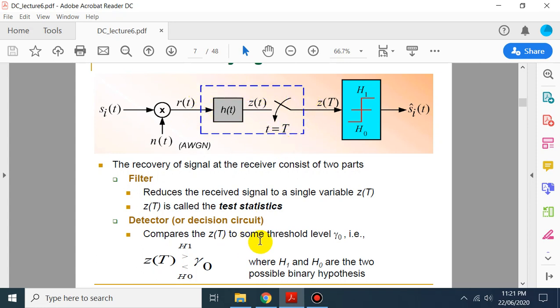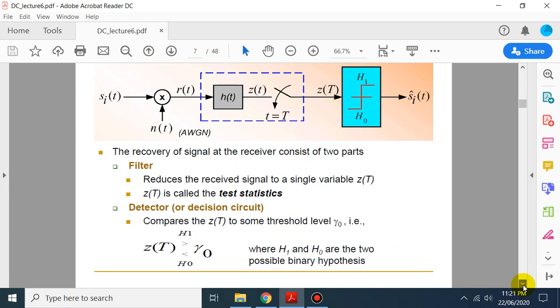Okay, now the detector or the decision circuit here will compare z(t) to some threshold value, and we are representing this with gamma_0. That is, z(t) will be compared with some threshold value, and when it compares this value, it will create two symbols, where H1 and H2 are the two possible binary hypotheses for the symbols here.